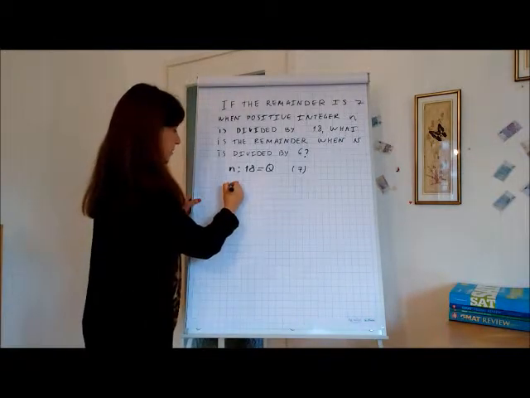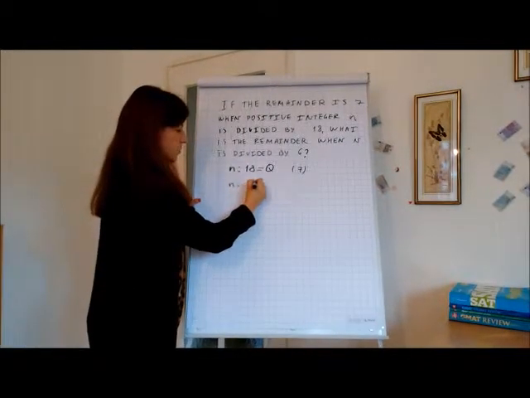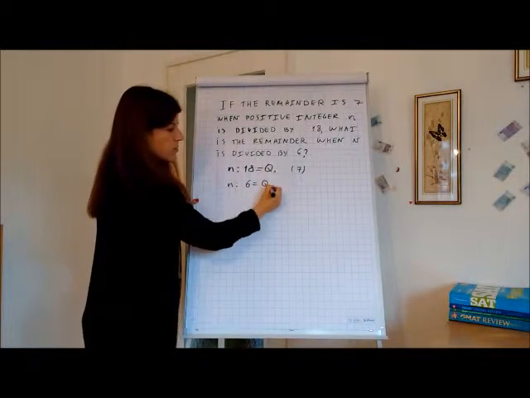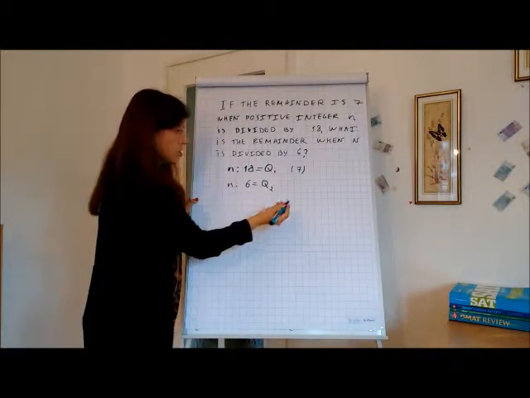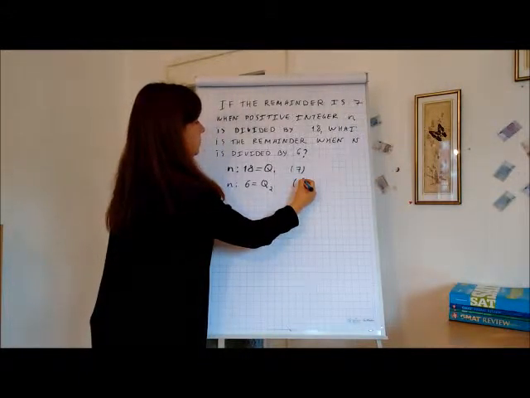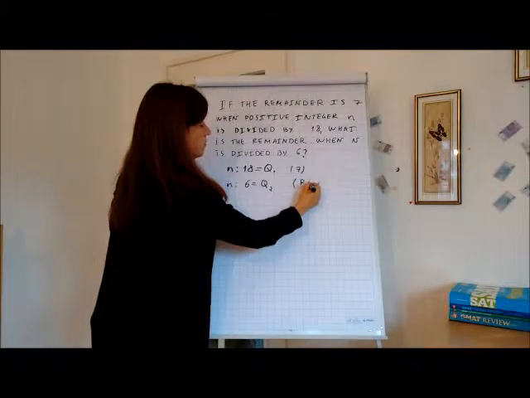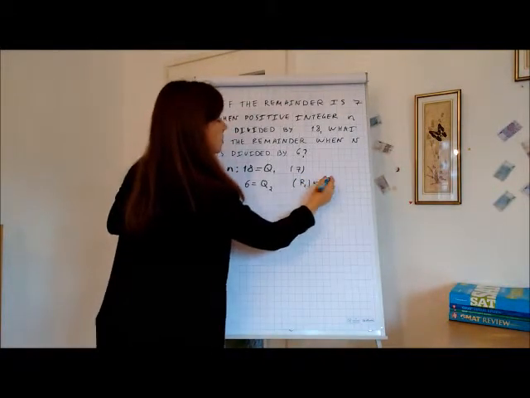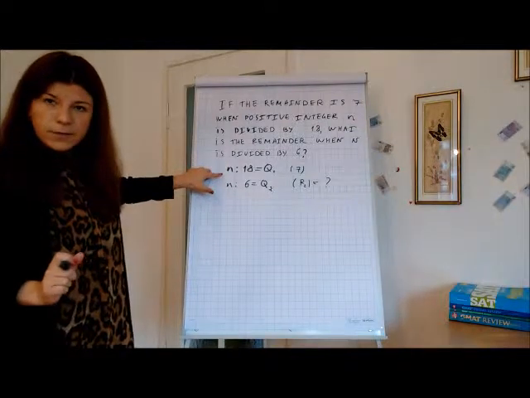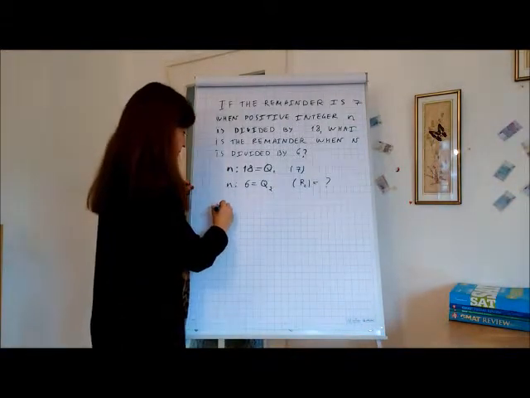So, when you divide n by 6, you get some other quotient. We can call this the first one q1 and the second one q2 to differentiate. And the remainder r2. And this is the one that you were asked to find. Okay, so using the rules that we just discussed, let's rewrite this.